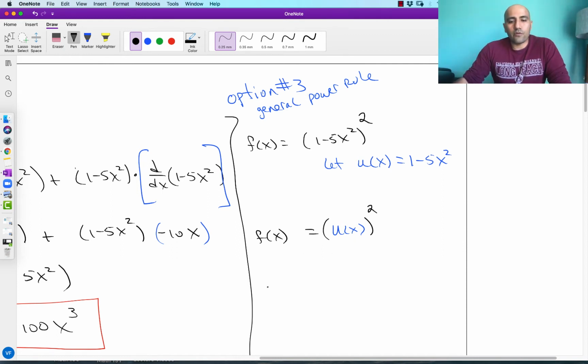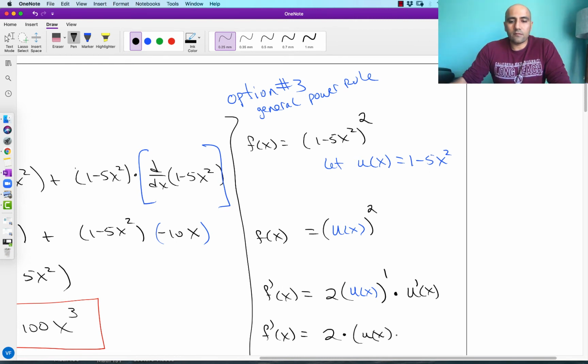Good. And so now the derivative is going to be equal to 2 times the u of x to the power of 1. We subtract 1 from the exponent, so this will just be u of x. And don't forget that we still have to multiply it times the derivative of that u of x function. So this is going to be f prime of x equals 2 times the u of x, times the derivative with respect to x of u of x.